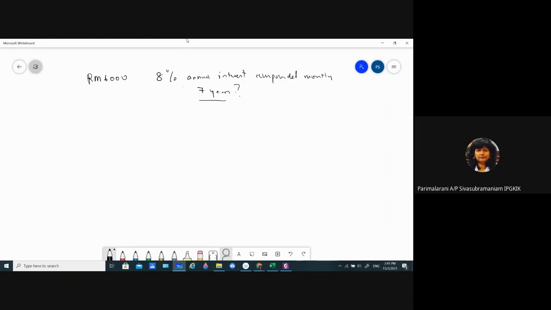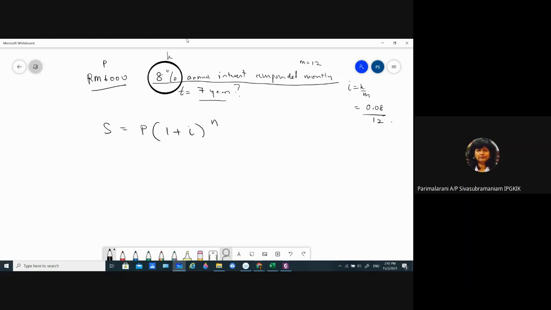This 7 years is the time, the investment period. This 8% is actually your K, compounded monthly. Monthly means M is equal to 12. So you know K, you know M, so you know that I is equal to K over M. That means your I is actually 8%, which is 0.08 over 12. And this is your principal P. Okay, so substituting into your formula.